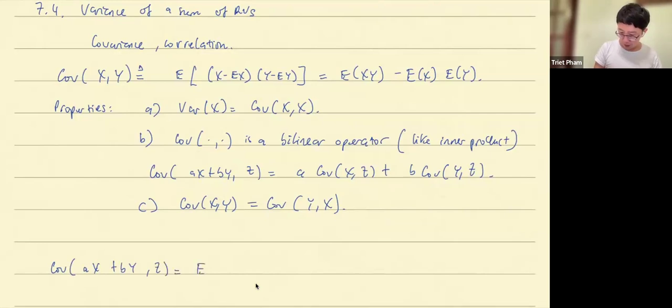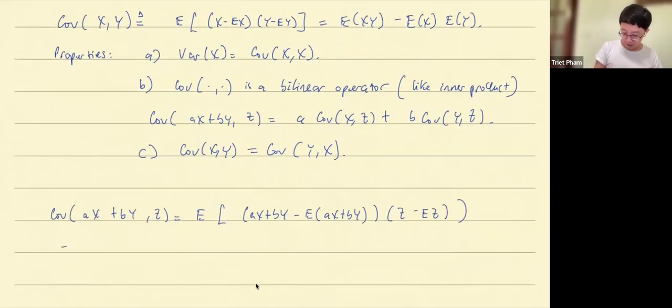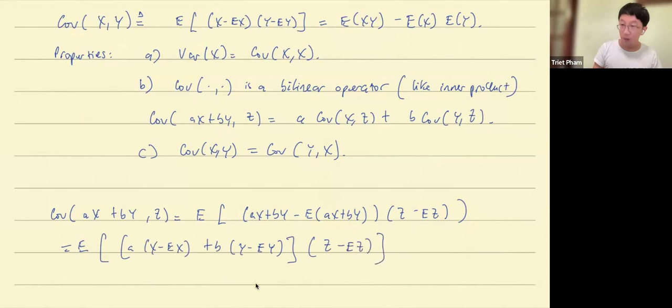Z, if you chase the definition, will be aX plus bY minus expectation of aX plus bY, and then Z minus expectation of Z. So it looks scary, but if you see the structure, the first thing is that I can distribute the expectation inside aX plus bY, meaning I will get something like this. a times X minus EX plus b times Y minus EY, times Z minus EZ.